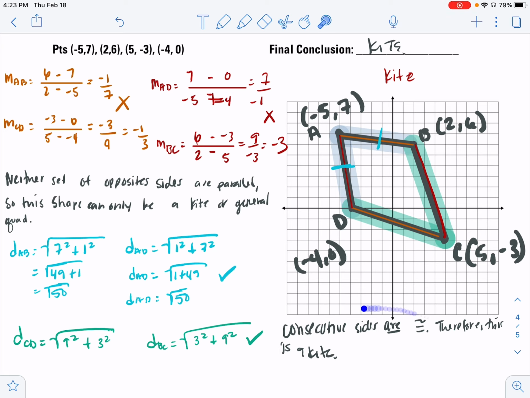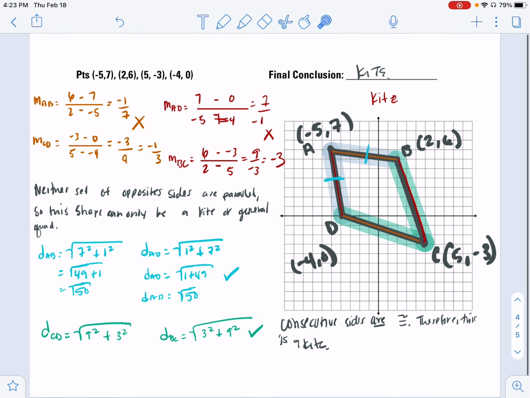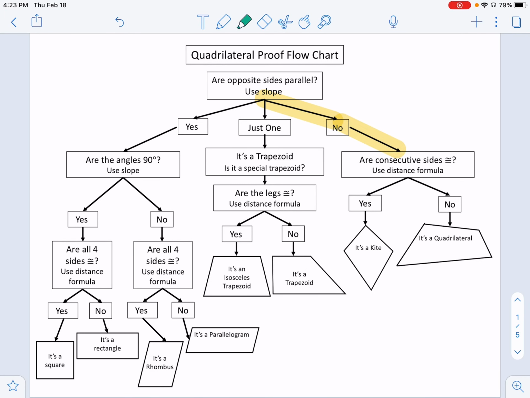Notice we could only make this decision because we had already said the sides are not parallel. Had the sides been parallel and the consecutive sides congruent, this would have been a square or a rhombus. So it is really important that we're not jumping down or following this all the way through. And so from here, yes, they were the same. Yes, this is a kite. So once again, this flowchart here is going to kind of be your saving grace, your guide to finding out how do you classify your different quadrilaterals while doing proofs on a coordinate plane.